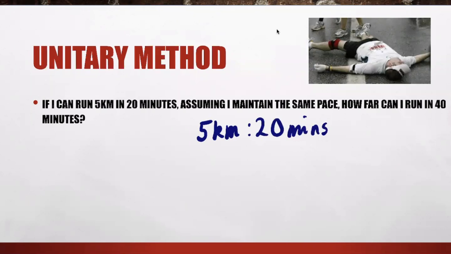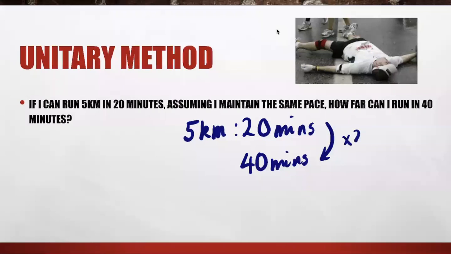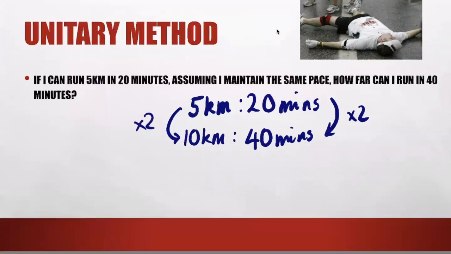And we're trying to work out how far you could run in 40 minutes. I'm sure you remember this. We're looking at what did you multiply 20 by to make 40, and you multiplied it by 2. So over on the other side, we do exactly the same thing. We multiply the distance by 2 as well. And that means that in theory, no chance of me actually doing it, I could run 10 kilometers in 40 minutes. So that's quite straightforward.